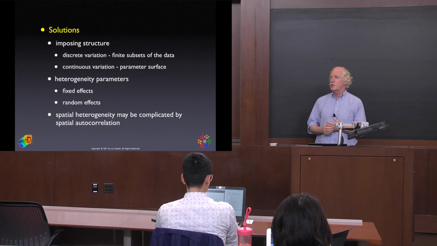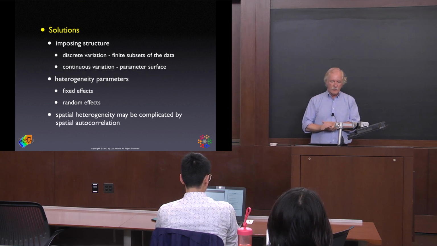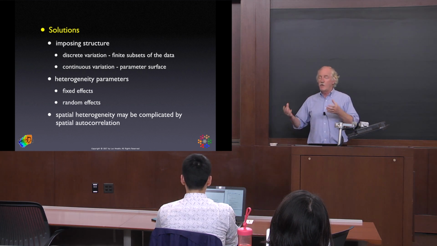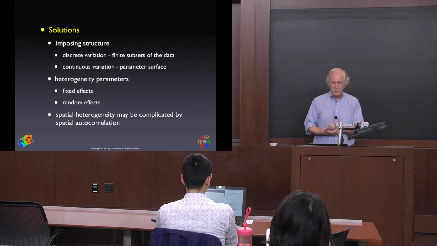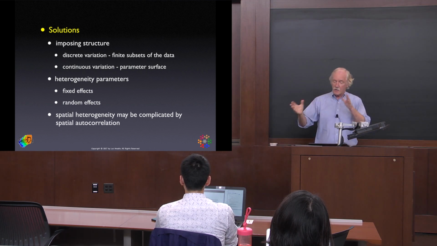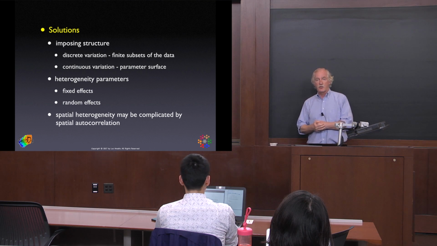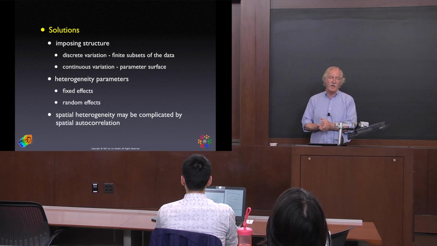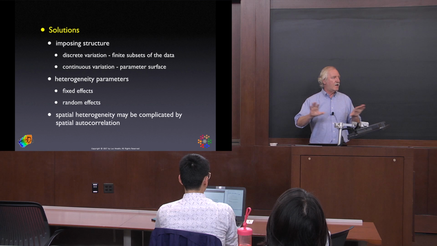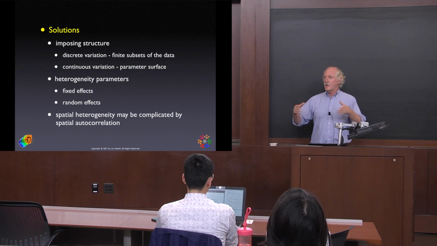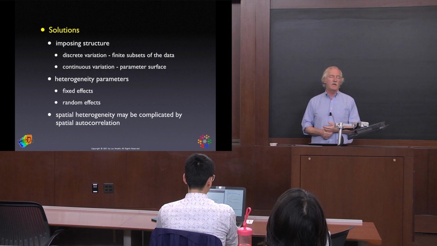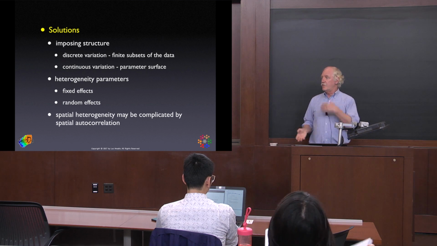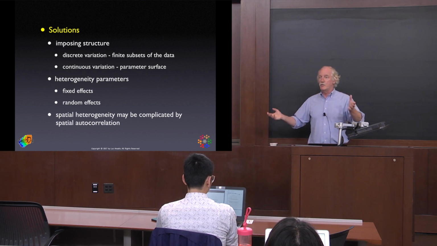So the solutions are really not solutions. As I like to say, they're cheating, right? You cannot solve the problem as it is, so you replace it by a problem that you can solve. So we impose structure, and the structure basically boils down to discrete structure or continuous structure. Discrete structure is basically saying we take the data and we cut them up into finite subsets. For example, in our US counties data set that we use a lot, we could say south, non-south. So the south is different from the rest, and so we run basically two different models, right?